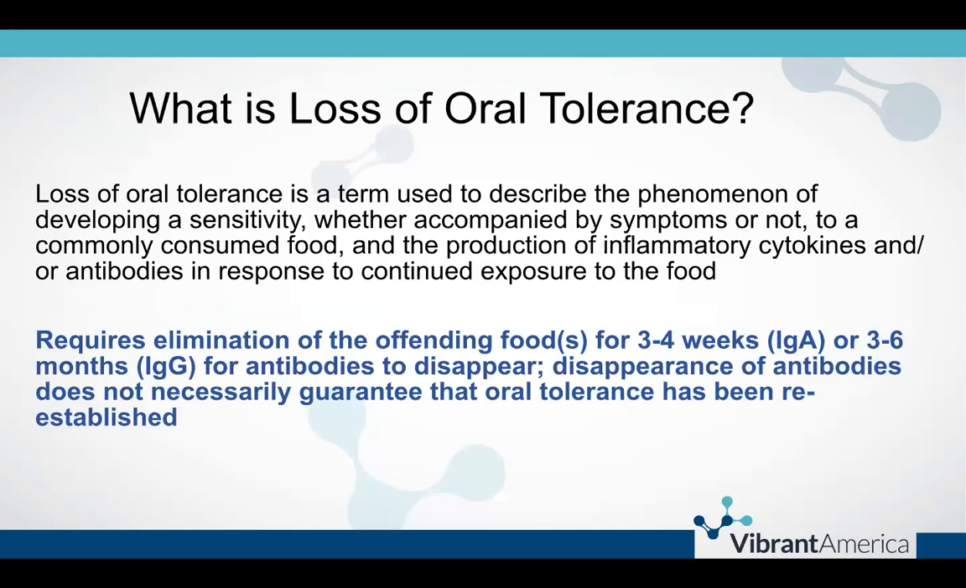Loss of oral tolerance typically requires elimination of the offending foods for 3 to 4 weeks if it's an IgA-associated sensitivity, or up to 3 to 6 months if it's IgG, and this is going to vary by person, for antibodies to disappear. Now, disappearance of antibodies does not necessarily guarantee that oral tolerance has been reestablished. This is what's important. A large part of this involves the barrier permeability of the intestinal barrier. Again, if you haven't watched the Wheat Zoomer modules, we go into detail about intestinal barrier permeability, and I strongly encourage you to go back to review that to understand this concept.